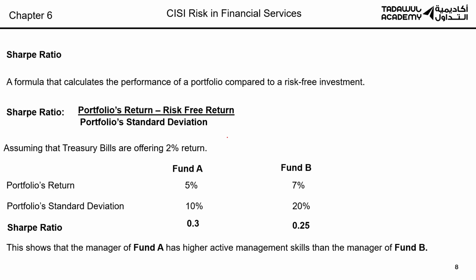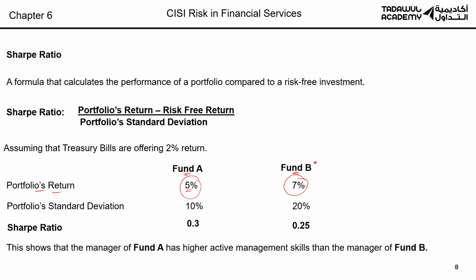Sharpe ratio. Mr. Sharpe says, do not look just at the return of a portfolio and judge the performance just based on return. Even if you have two funds, Fund A and Fund B, and Fund A has a return of 5% and Fund B has a return of 7%, it does not mean that Fund B is the better investment. No. Wait and think about risk.